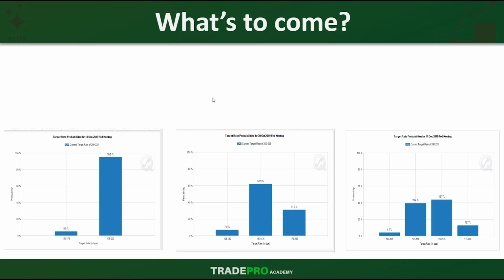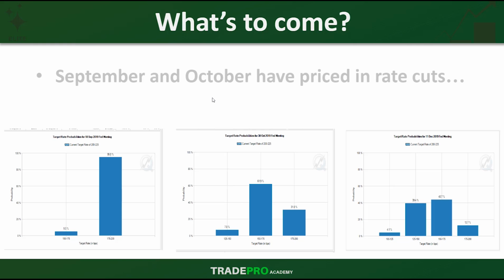Fast forward to December. We have large probabilities spread across the board, with the rate being at least 150 to 175 basis points. There's probabilities of it being lower, but as it's priced in, there will be at least 2 more rate cuts, it seems.